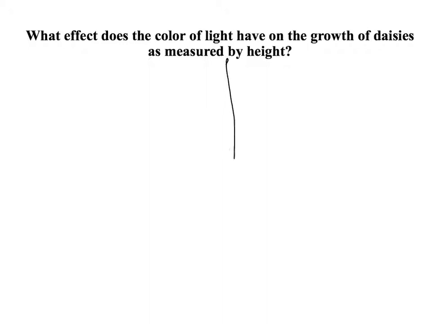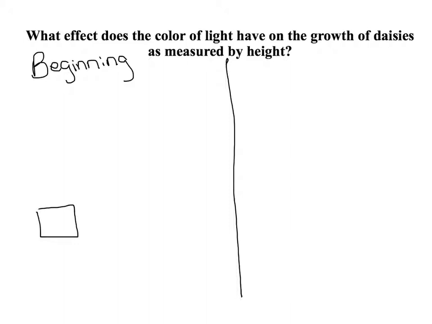One thing that I like to do, I'm just going to divide my screen in half, and I'm going to think first about what this experiment would look like at the beginning. When I am first setting this up, how would I go about setting this up? Well, the first thing I would do is obviously I need to get something to plant my daisies in. And it says, what effect does the color of light have on the growth of daisies as measured by height? So I would probably just start out with a daisy seed.